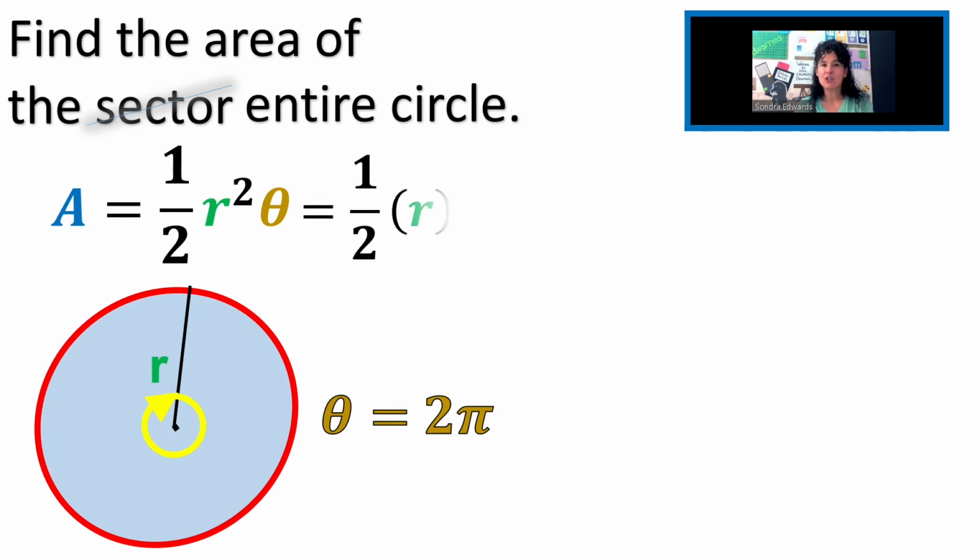If I substitute the angle measure with 2 pi, then the 2's would cancel, leaving us with pi r squared, which is the area for a circle.